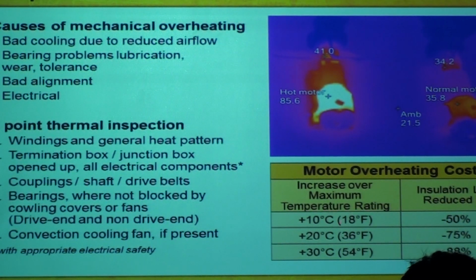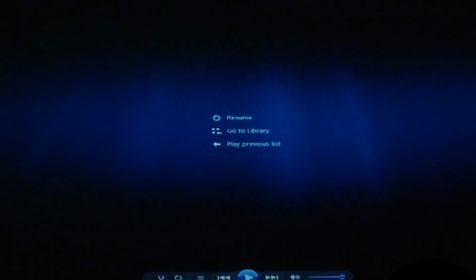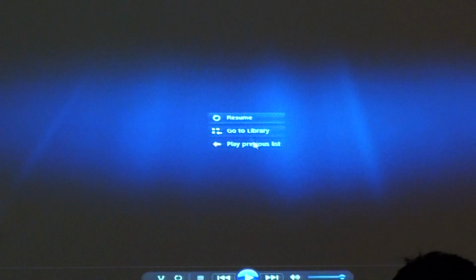So you want to reduce that temperature, of course, but again, very good indication of insulation life. So we do have a 5-point thermal inspection, okay? And I'll show you a little video because I have my colleague explain that to you. Find that one, there we go.